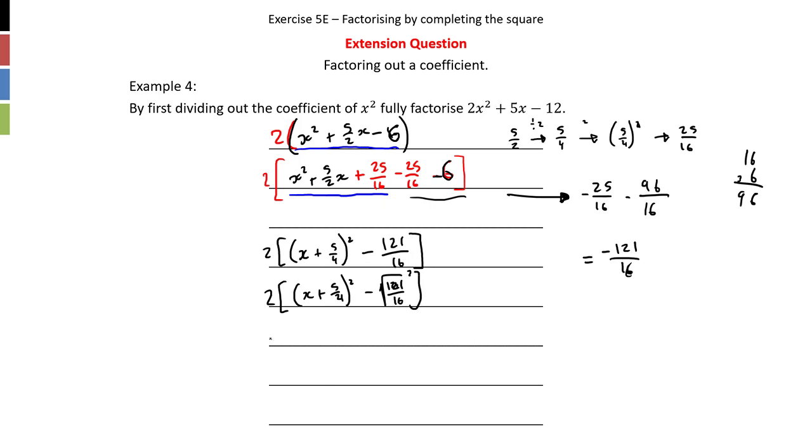Okay. Now, before we go any further, we can actually simplify this fraction. We get x plus 5 on 4 all squared minus, the square root of 121 is 11, on 4 all squared. And now we get 2 square bracket x plus 5 on 4 minus 11 on 4 bracket x plus 5 on 4 plus 11 on 4.